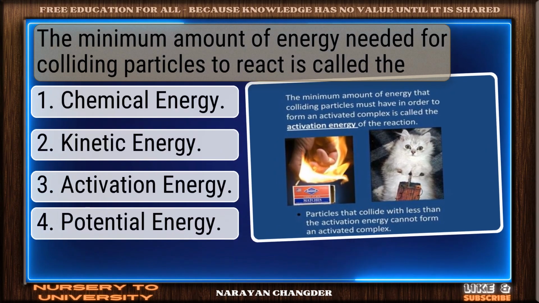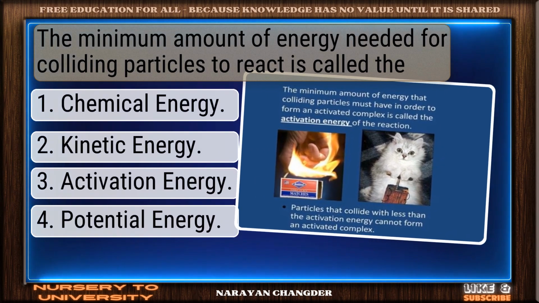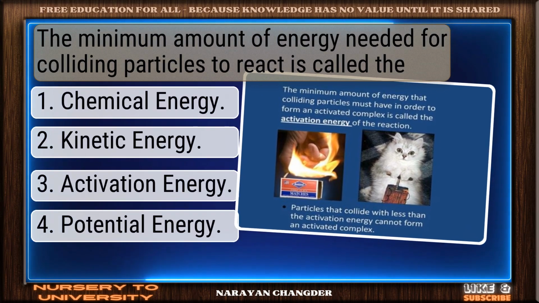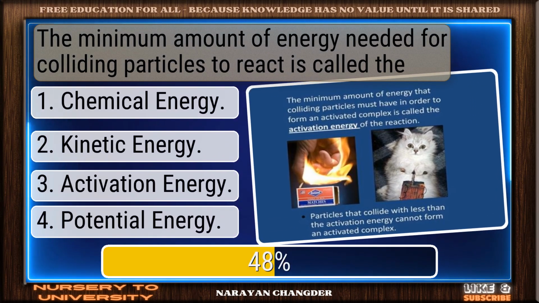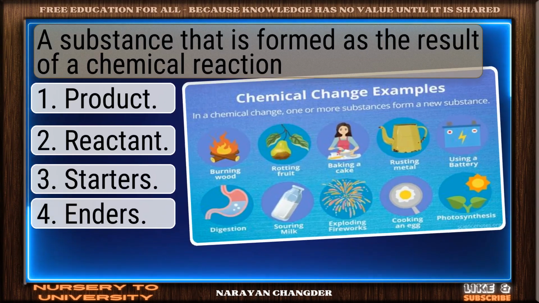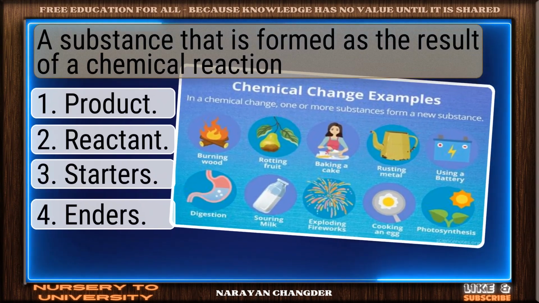The minimum amount of energy needed for colliding particles to react is called the? Option 1, chemical energy. Option 2, kinetic energy. Option 3, activation energy. Option 4, potential energy. Well done, activation energy.